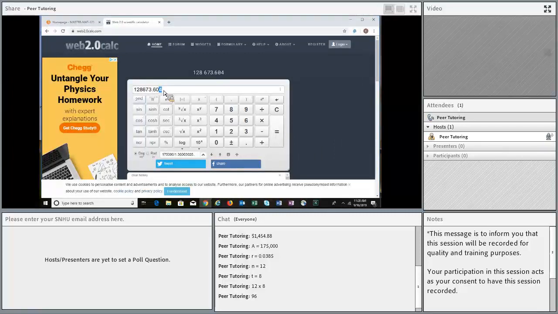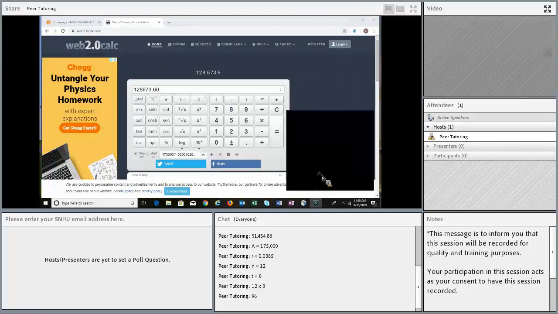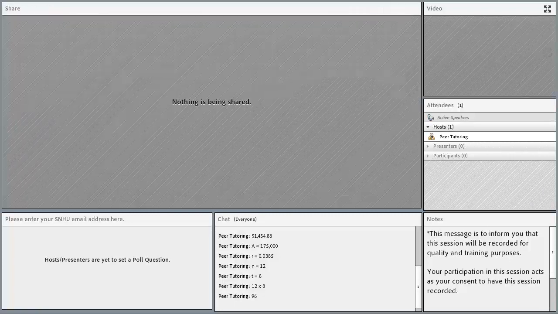And we're going to look to the thousandths place and we see this number 4. So this number 4 is less than 5. So remember, to keep the number the same, that number has to be less than 5, excuse me. And so, since 4 is less than 5, I'm going to delete this and we keep this the same. So jot this number down. We have $128,673.60.